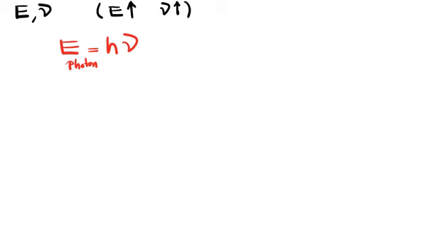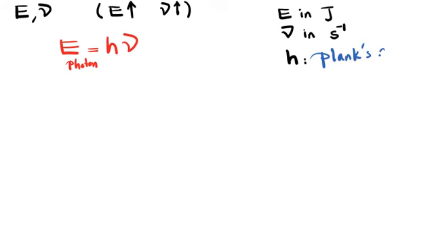The unit we use for energy is joule. Frequency is per second. We are going to work in SI units, so I cannot use hertz; I need the SI unit for frequency. h is going to be a constant. We call that Planck's constant, and you don't need to worry about this constant, it's always given to you.